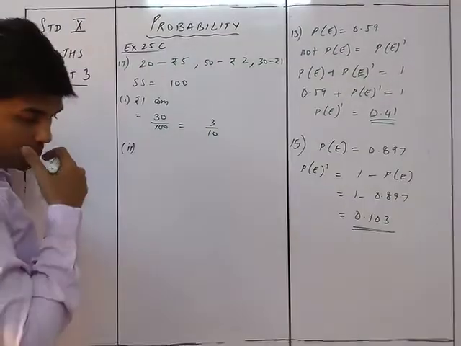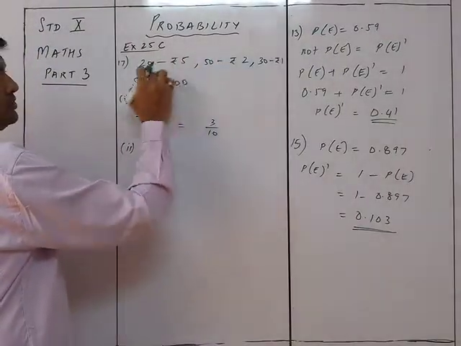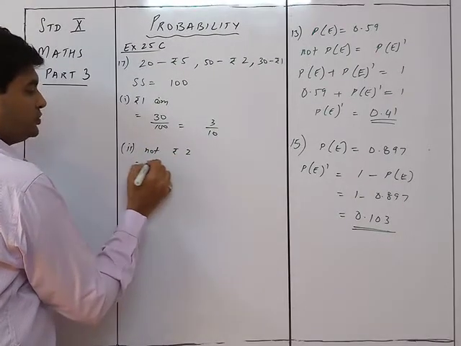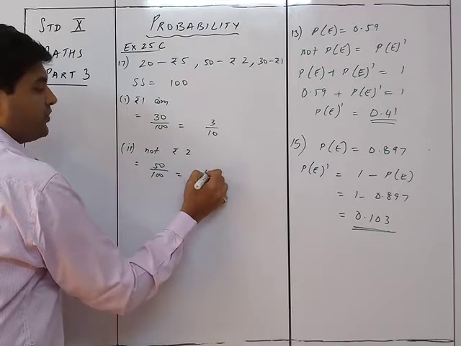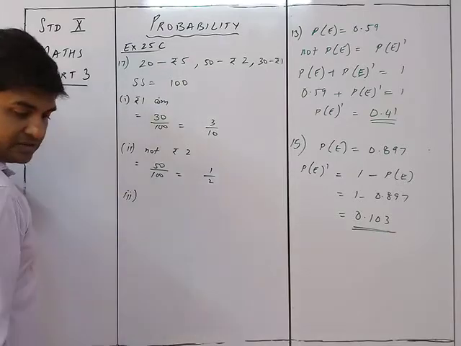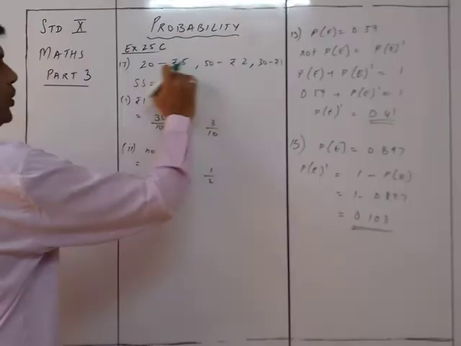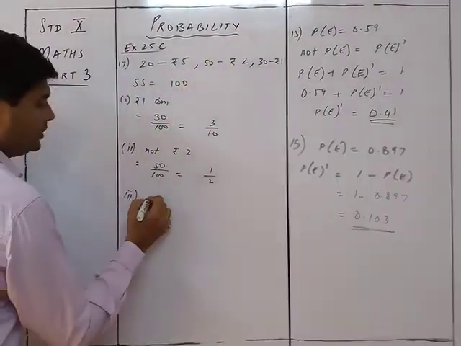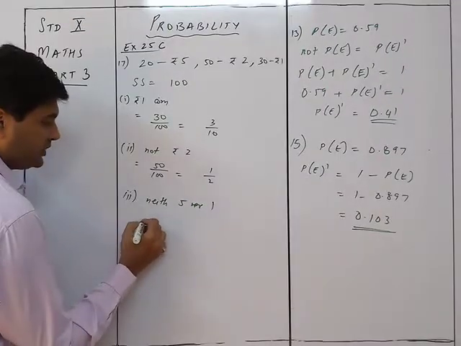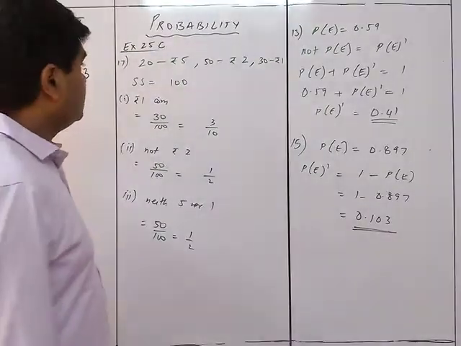Second, it will not be a 2 rupee coin. So that will be the sum of this 20 and 30, 50. So not rupee 2 is equal to 50 upon 100, sorry, 1 upon 2. The third one is it will neither be 5 nor be 1. So there is 50, so again 2 only. So neither 5 nor 1 is equal to 50 upon 100, which is 1 upon 2. Okay, that was sum number 17.